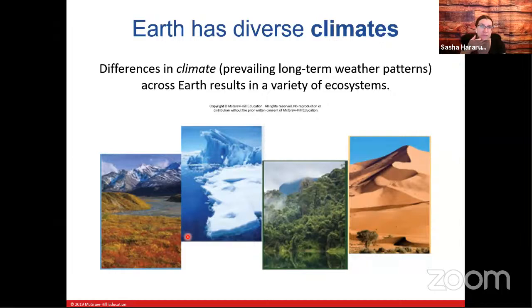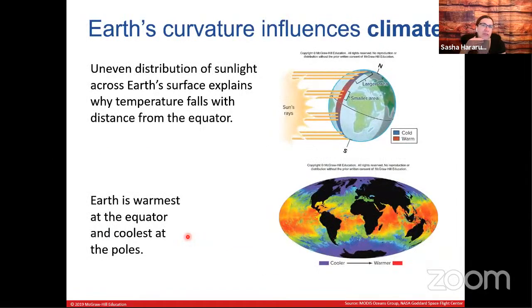I want to talk a little bit about why climates differ. Technically, the definition of climate is often confused with weather, and they are different. The root of their difference is the length of time that a weather persists, or long-term patterns of the weather. So climate is basically the prevailing long-term weather patterns, whereas weather is just short-term temperature and moisture conditions. So what shapes the climate?